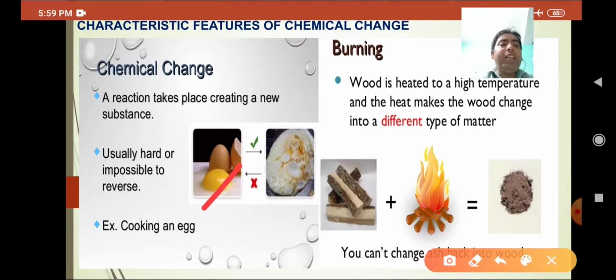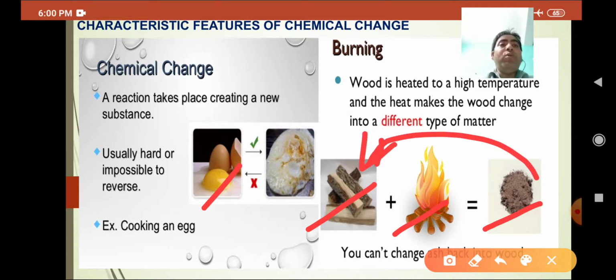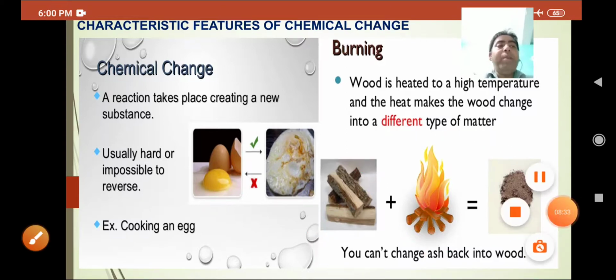Now burning. You can burn wood in the fire. What do you get? You get a different substance called ash. Why is it a permanent change? Because we cannot get wood back from this ash, so it is a permanent and irreversible change. This is how it is a chemical change.